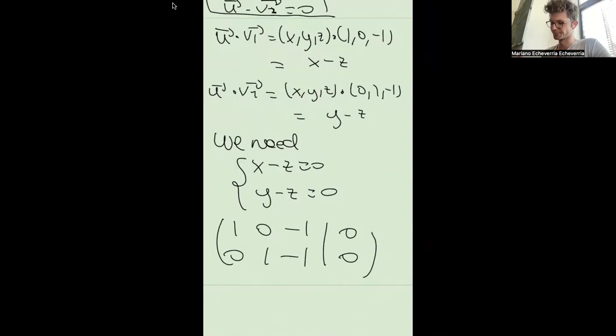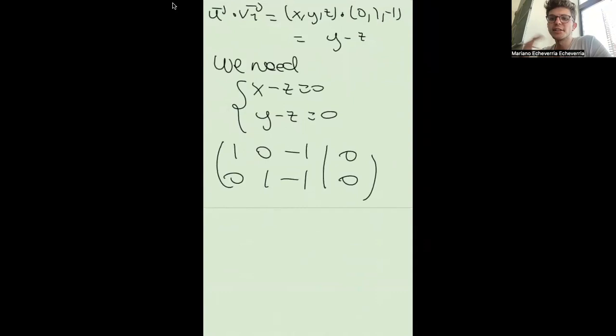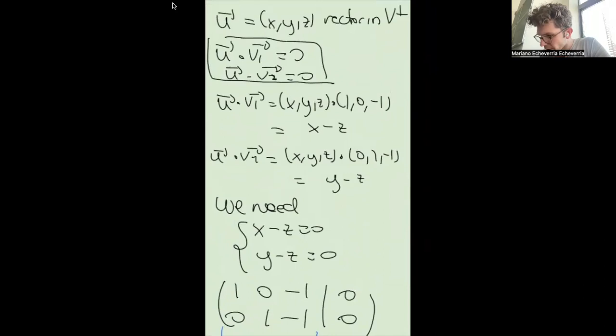In fact, it's such an easy system that there was no need to reduce it, right? But the only reason why I'm writing it this way is that if you look at this matrix A, what are the rows of this matrix? The rows of this matrix are the vectors v1 and v2 from before.